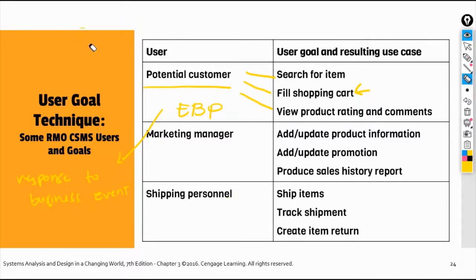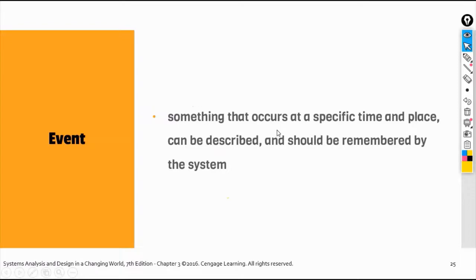Okay, so next. Anyway, what is an event? An event is something that occurs at a specific time and place, can be described and should be remembered by the system. Events drive or trigger all processing that a system does. Listing events and analyzing them makes sense when you need to define system requirements by identifying use cases.